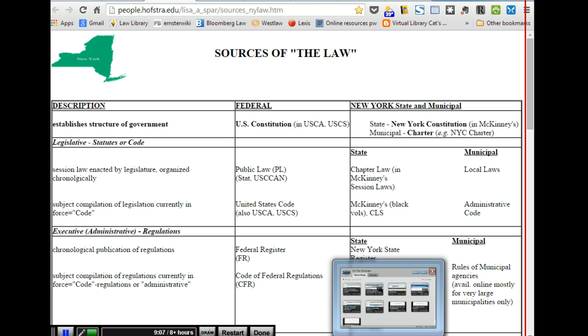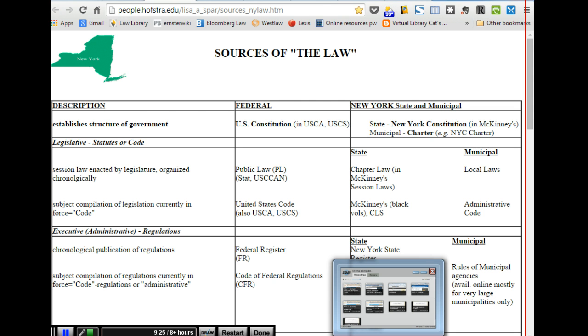So looking over in the chart under the federal column, the way that works in the federal world, and what it's called in the federal world, is when Congress, the House and Senate vote, they pass the bill, they send it to the president, who signs it. What is produced is called a public law.